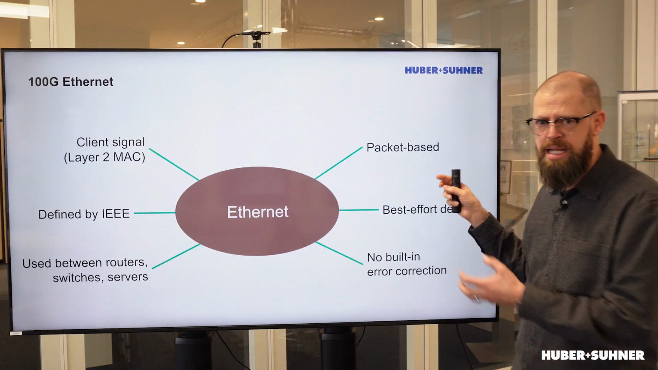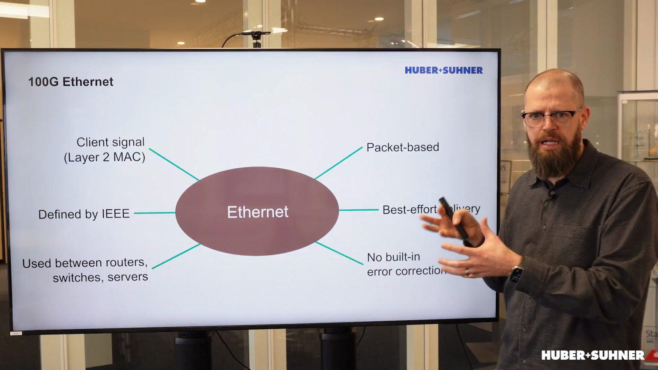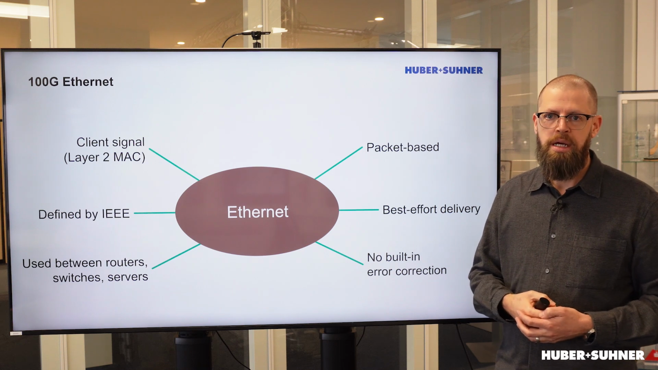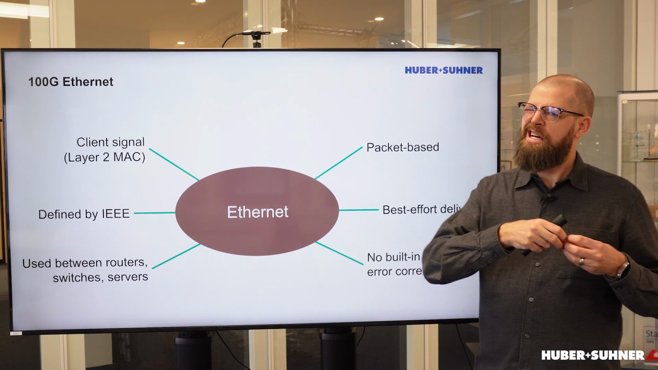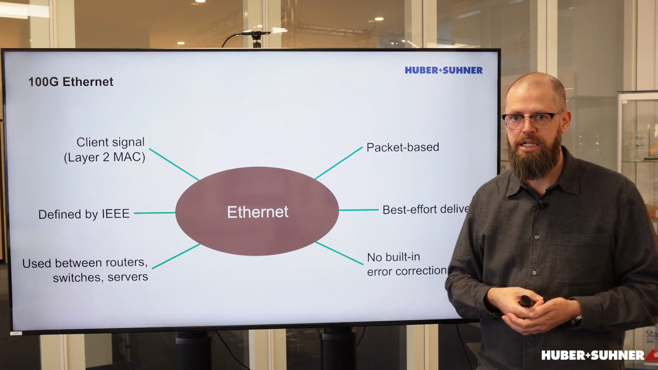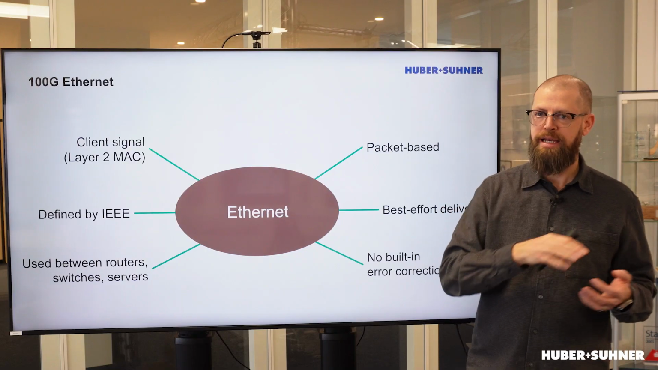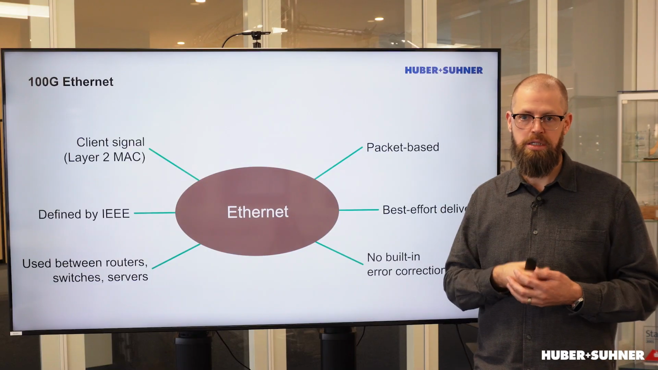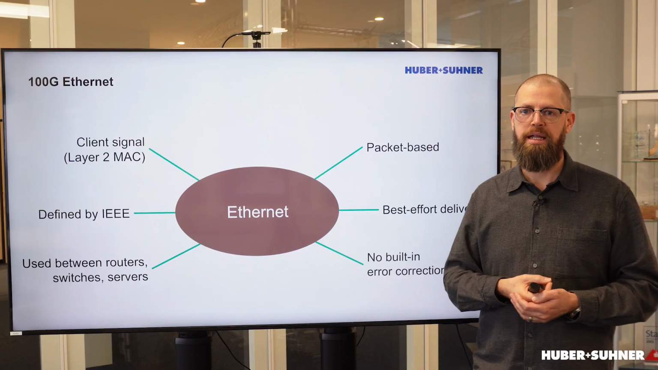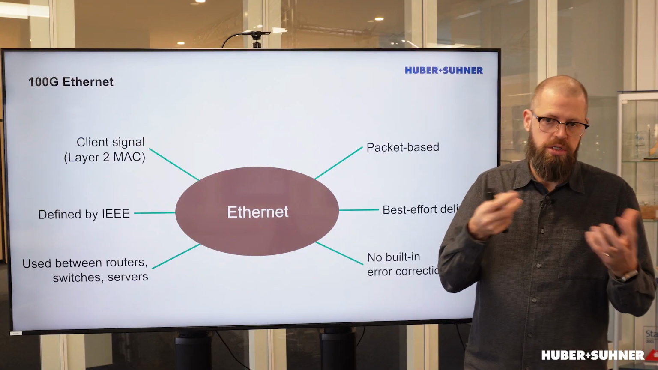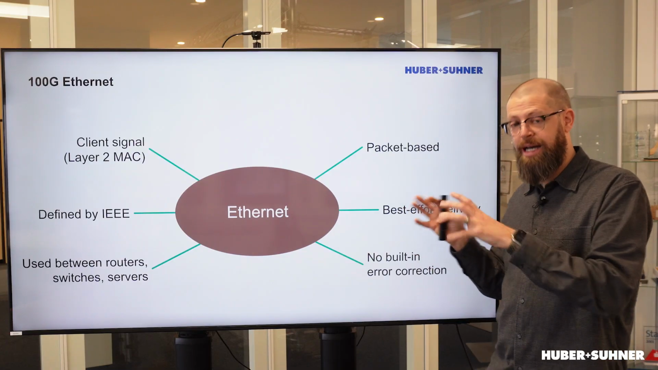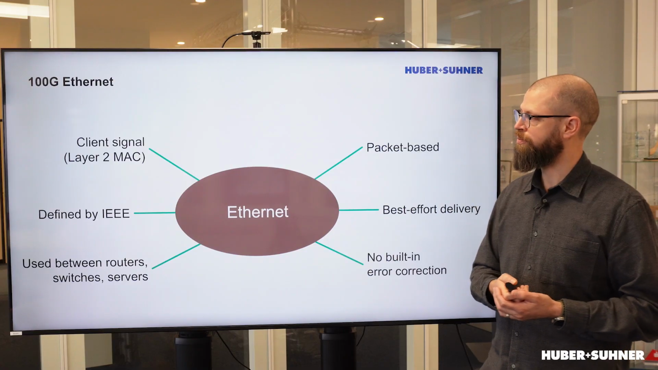It is packet-based, and it has a best effort delivery because it doesn't have a built-in error correction. On the contrary, Ethernet actually doesn't know if the data packet arrives at the destination. That is then taken care of at a higher level within the network. So for example, TCP, which monitors the packets and then initiates the retransmit of a lost or corrupted data package. So Ethernet is also ideal for shorter distances.